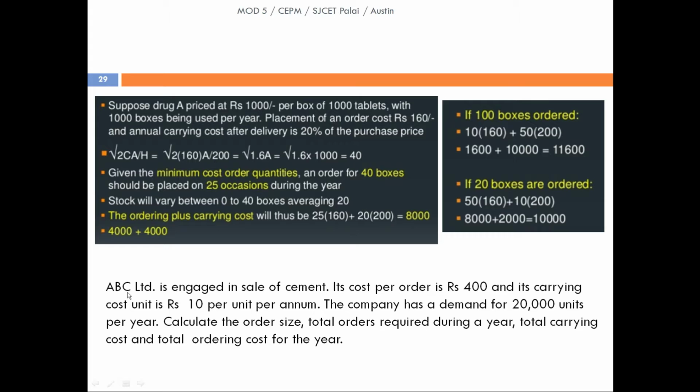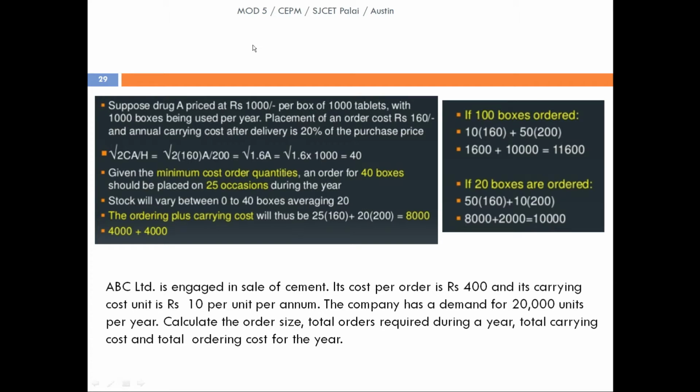So another example: ABC Limited is engaged in the sale of cement. Its cost per order is rupees 400. The ordering cost is 400 and its carrying cost is rupees 10 per unit per annum. The company has a demand for 20,000 units, so the annual demand is 20,000 per year. Calculate the order size, total orders required during a year, total carrying cost and total ordering cost of the year.